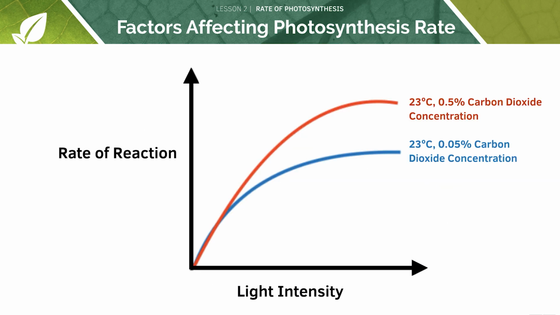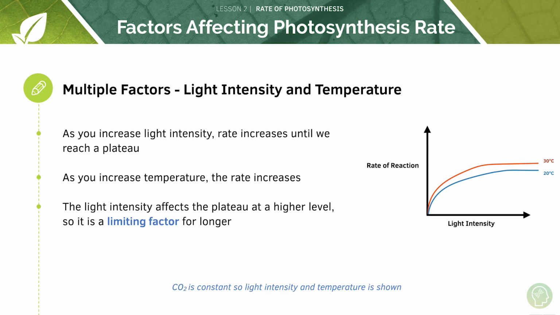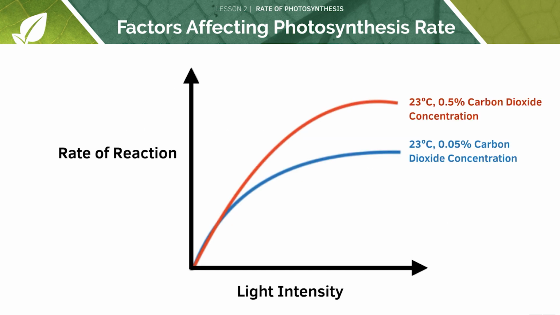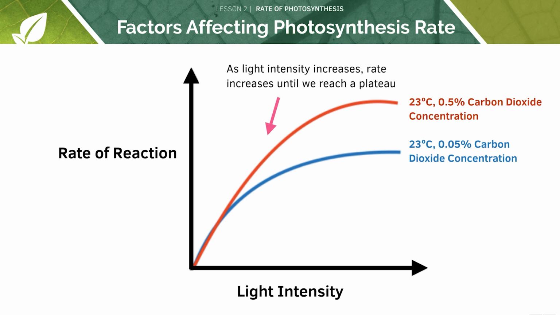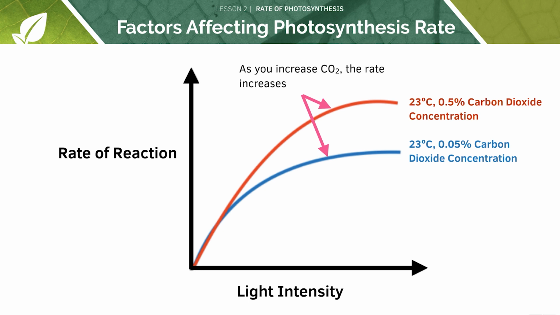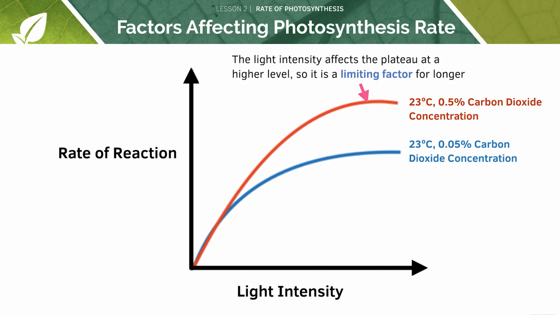Now notice in this graph we kept CO2 constant. Now we're going to keep temperature constant but vary CO2 concentration. And again you can see a similar thing. As light intensity increases, the rate of reaction increases until we reach a plateau. And as we increase carbon dioxide concentration from 0.05% to 0.5%, we're going to get an increase in the rate of reaction too.